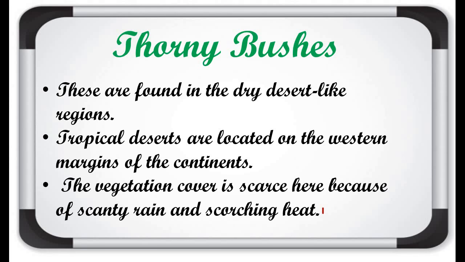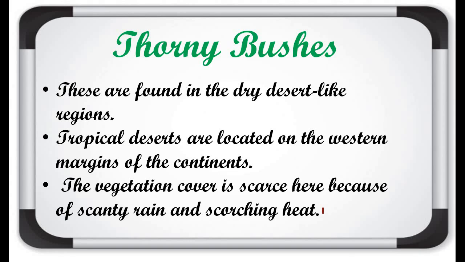And in these areas, which plants are found? Plants with deep roots, deep rooted plants or waxy leaved plants, can only survive. So in the hot desert, cactus, thorny bushes and date palm are some common species of vegetation found there.